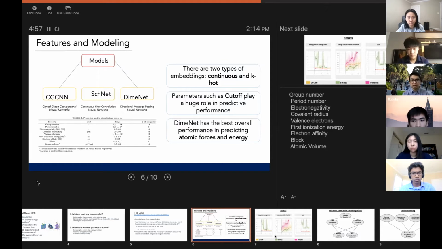So from this, we came to a few initial conclusions, that DimeNet has the best overall performance in predicting atomic forces and energy. And on the next slide, we'll talk about our results.